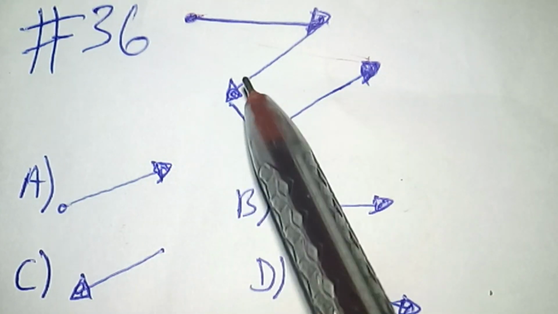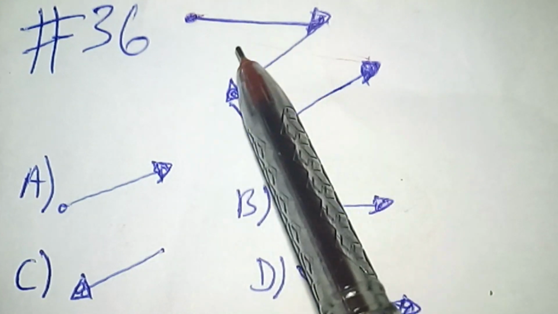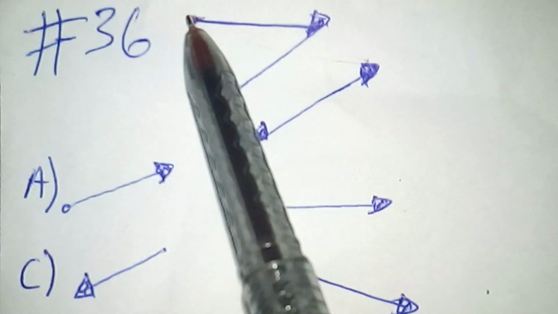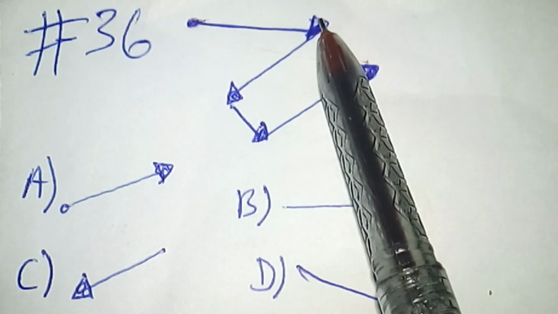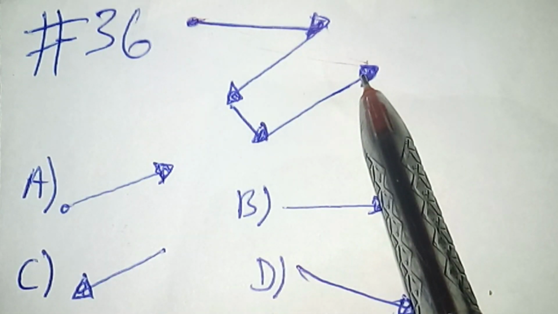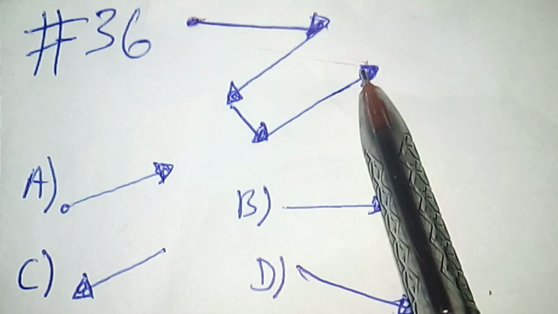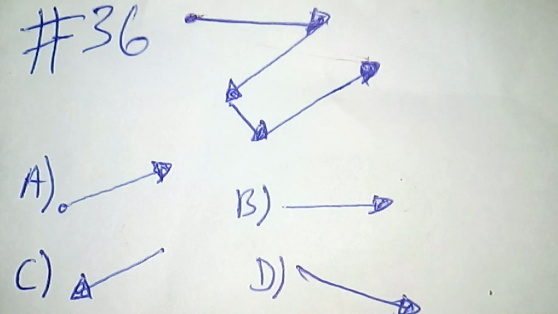The given vectors represent the paths taken by a bird when it flies. So the bird flies like this. This is the first displacement, the second, the third, and the fourth one. Then the question asks what is the resultant displacement followed by the bird.